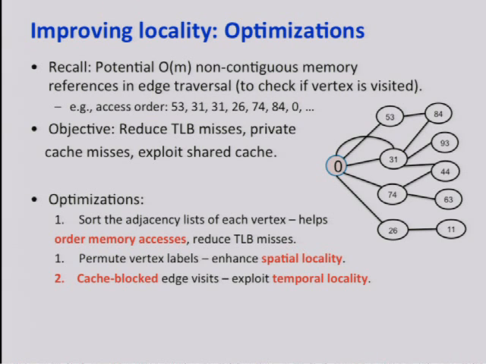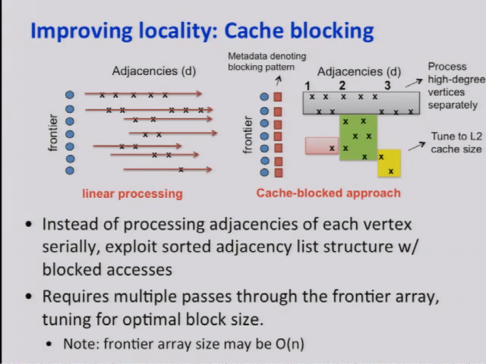So this is what I've talked about in the previous slide. Instead of going through the adjacencies of every vertex on the frontier one by one, try to pack them together so that you will have blocks of adjacencies that fit into your cache. In general, if you have high-degree vertices, that's going to be pretty hard to do. So you will do them separately, and the low-degree vertices you will try to cache block.